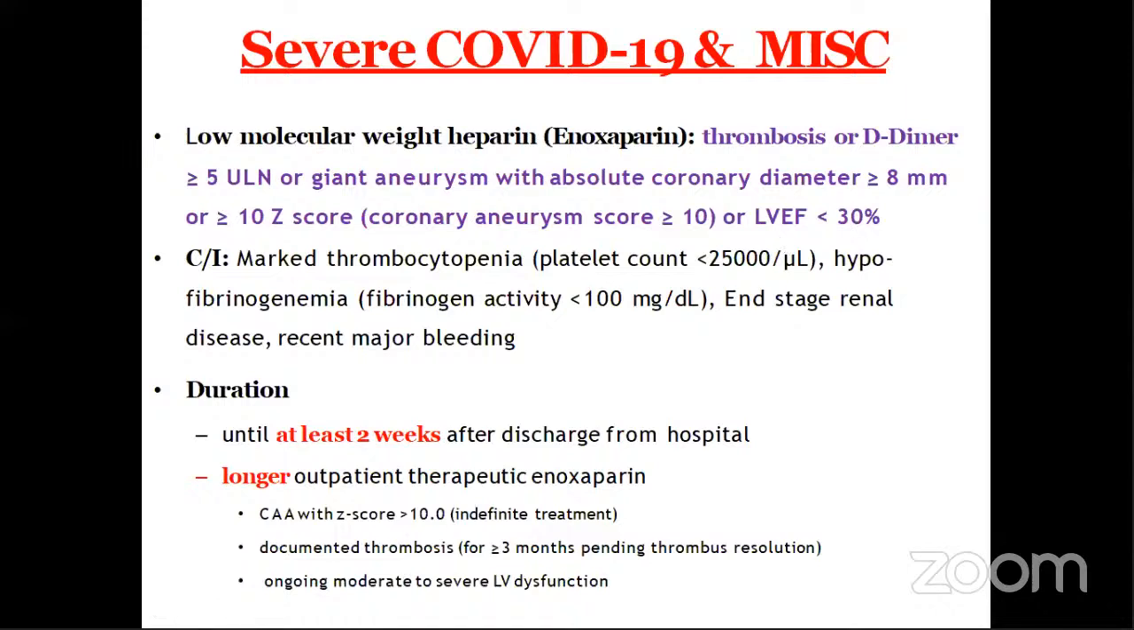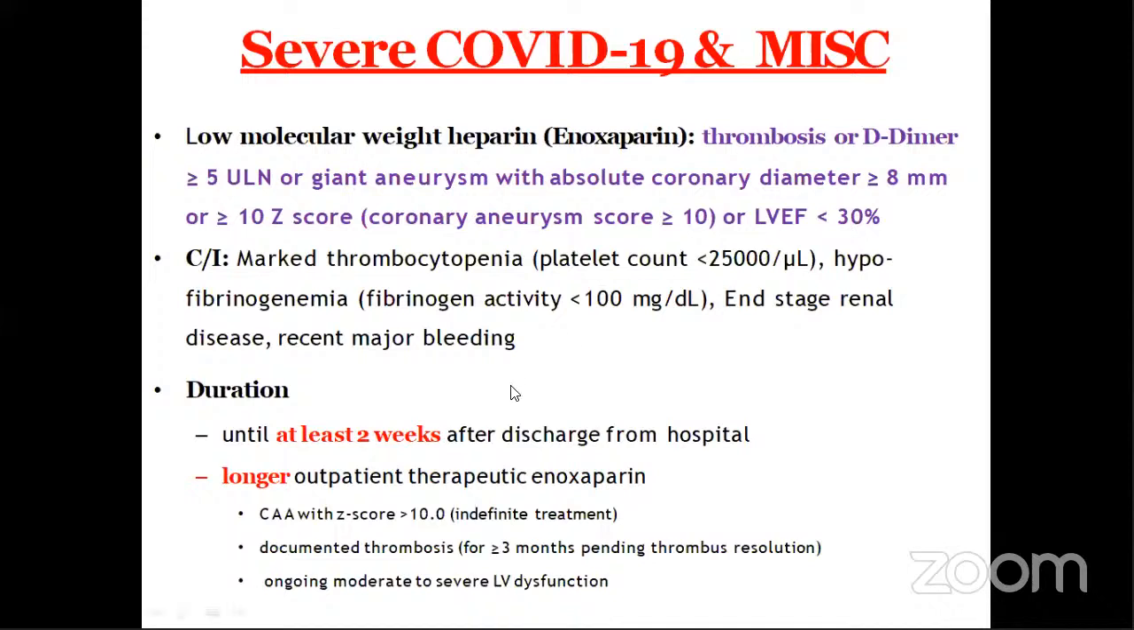This drug is contraindicated if the patient is having marked thrombocytopenia, that is platelet count less than 25,000 per microliter, hypofibrinogenemia, that is fibrinogen activity less than 100 milligram per deciliter, the patient is a case of end-stage renal disease, or had recent major bleeding.